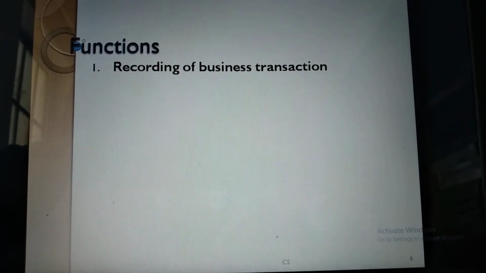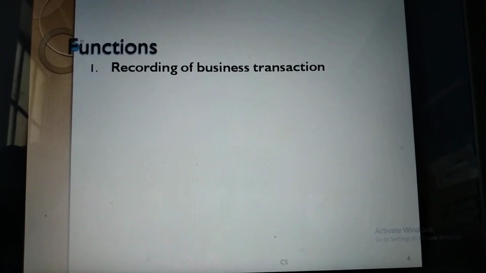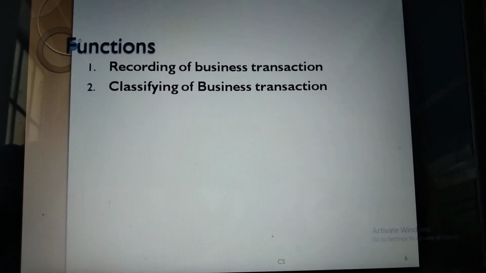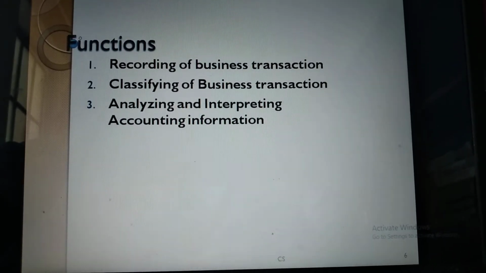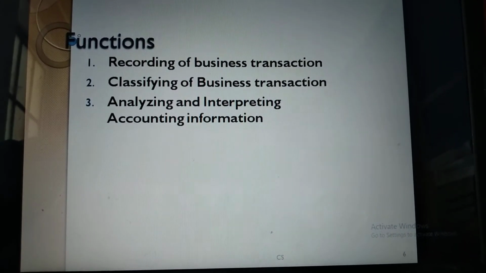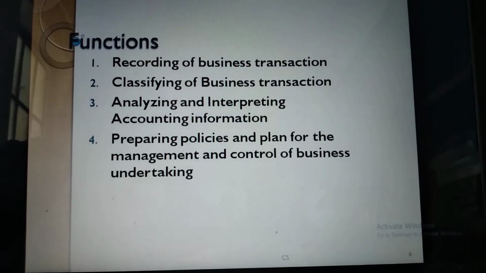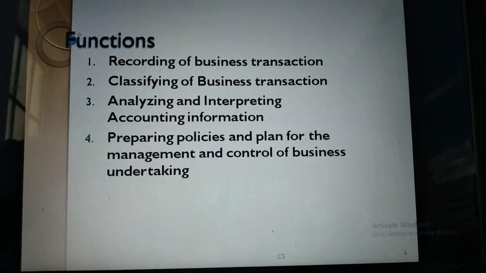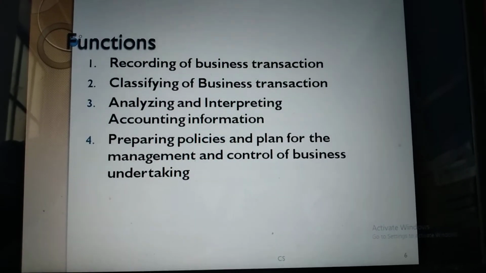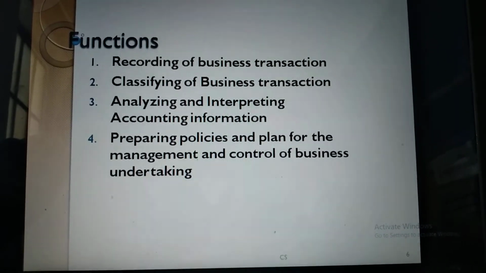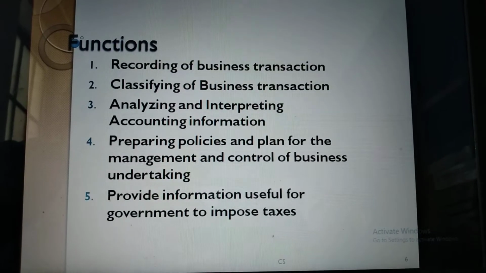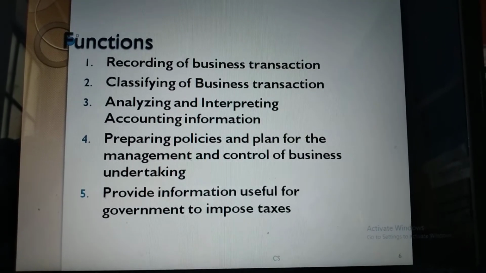What are the functions of accounts? Number 1 function is recording of business transactions. 2. Classifying of business transactions. 3. Analyzing and interpreting accounting information. 4. Preparing policies and plans for the management and control of business undertaking. Then finally, it provides information useful for government to impose taxes.